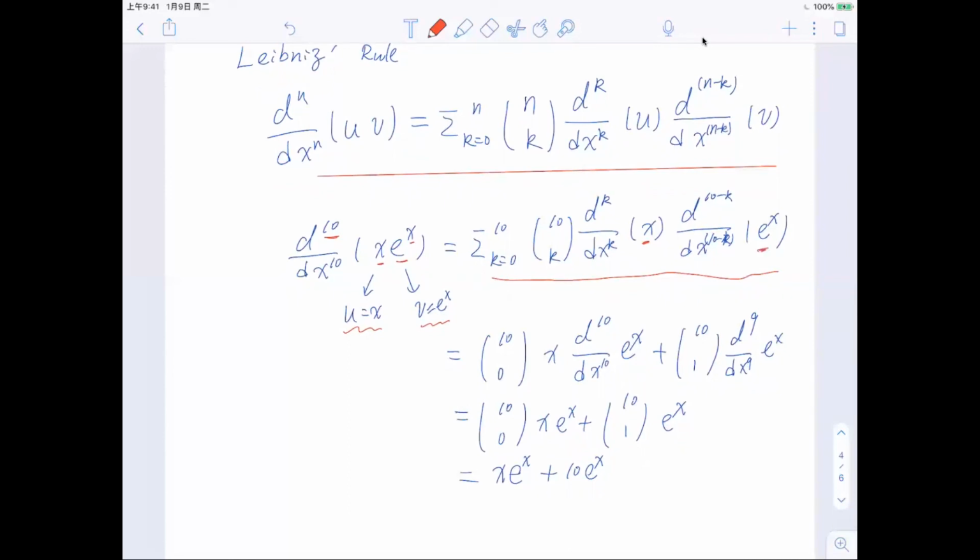And the exponential function is a very special function. No matter how many times you take the derivative, it will still be the exponential function. Therefore, we can get a result that looks like this. Simplify it, we can have this.